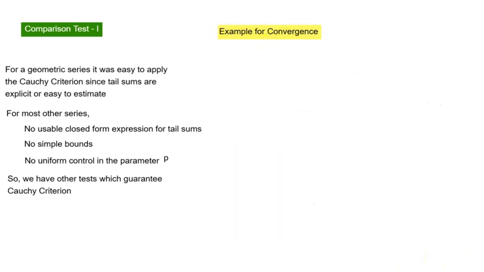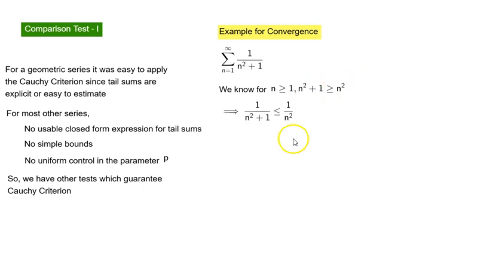Now let's look at an example for convergence. Now we have this given series. Now we have to compare it to another series. So let's figure out which series we should take. Now we know for n greater than or equal to 1, n squared plus 1 is greater than or equal to n squared, because here there is a plus 1.